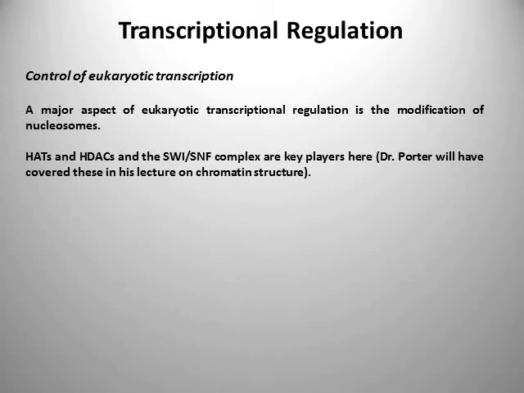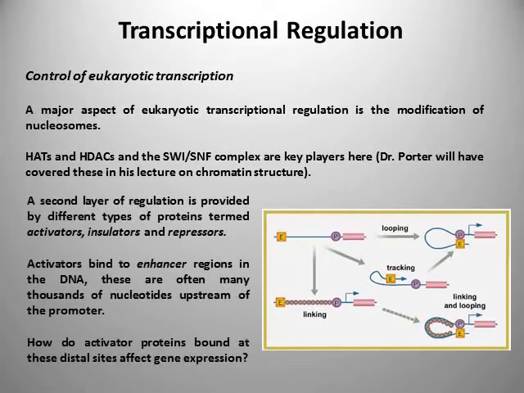So obviously a major part of gene expression control in eukaryotes is the modification of chromatin structure. I'm not going to talk about this because you've had a lecture on this already from Dr. Porter, but I'm sure in his lecture he mentioned some of the important complexes involved in this, such as the SWI-SNF complex, and also the acetylation and deacetylation of histones, etc. So you should look at Dr. Porter's lecture notes again in regards to how that sort of regulation affects gene expression.